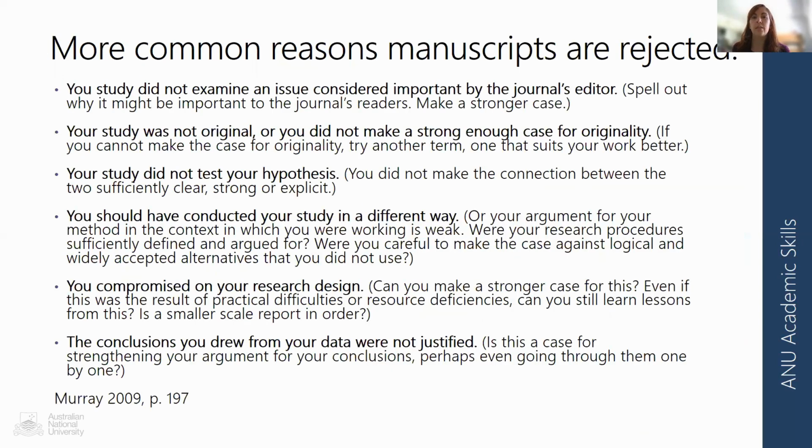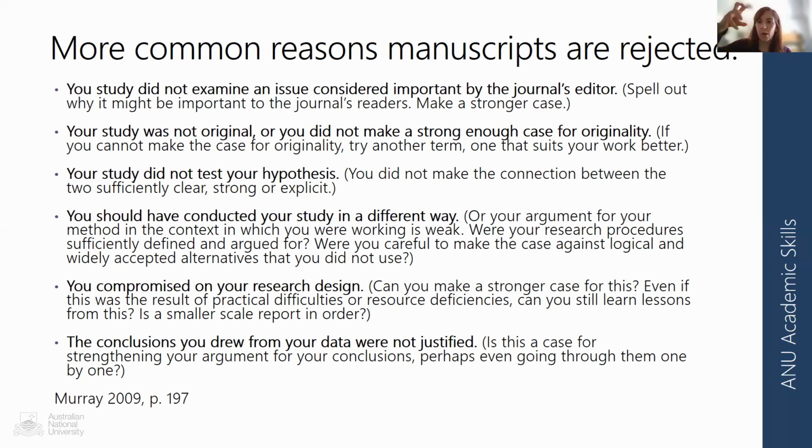Okay, more reasons that manuscripts are rejected. These have to do a little bit more with you guys in STEM, that the journal didn't think the issue was important. So you've got to frame it as important or go to another journal who would think the issue was important. Again, not original, didn't make that case for originality. They didn't feel that you actually tested your hypothesis, like that wasn't lined up. Hypothesis, methods, results, they didn't get that to line up and thought there was a mismatch there. They think you should have conducted your study in a different way. So again, that's about the alignment.